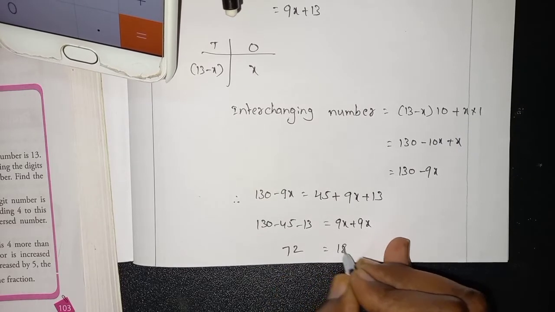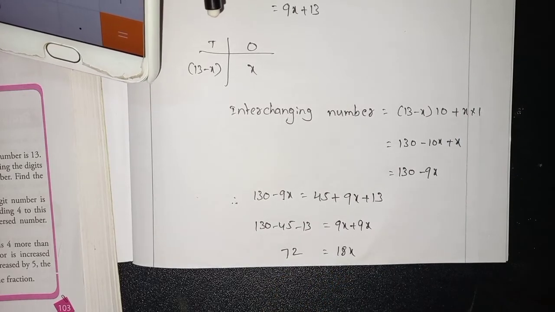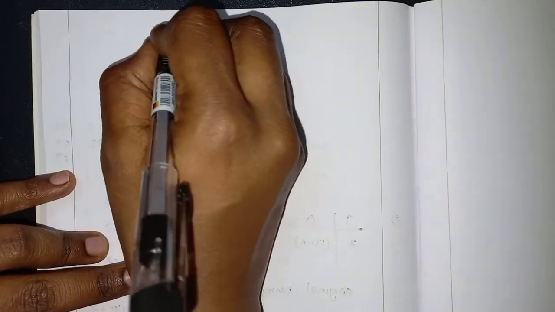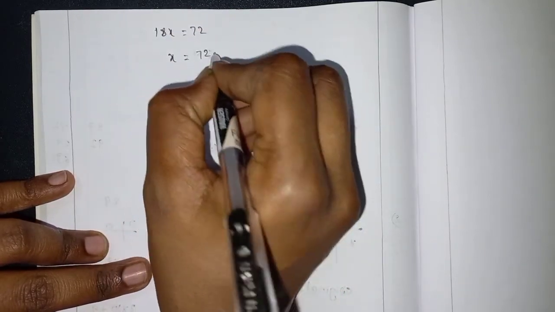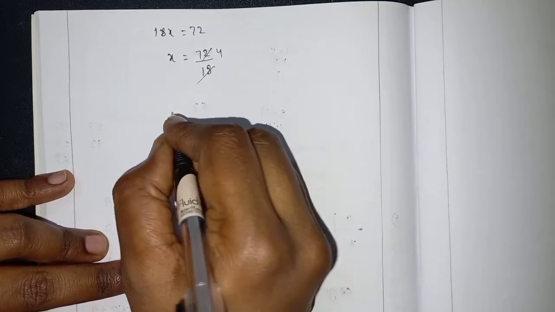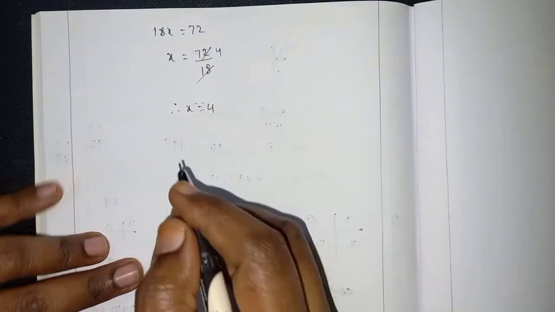72 equals 18x. I'm just swapping the sides. So 18x is equal to 72. The value of x will be 72 by 18. 18 ones are 18, 18 fours are 72. Therefore, x is 4.